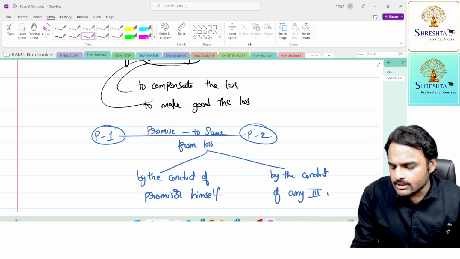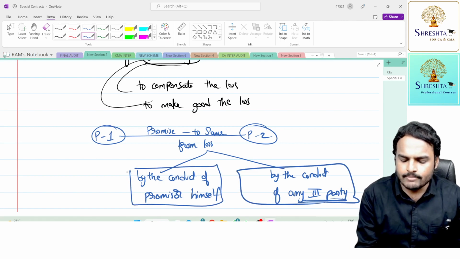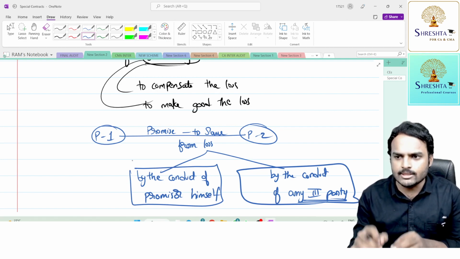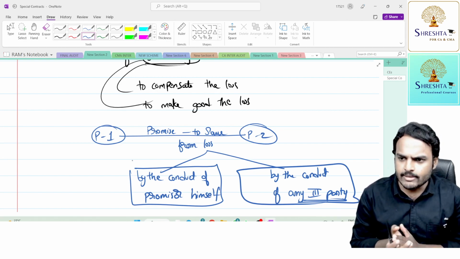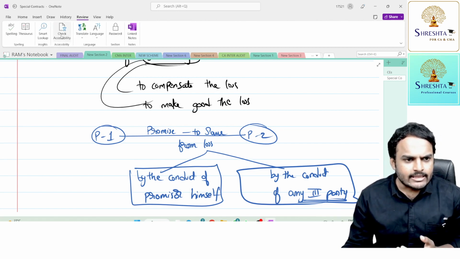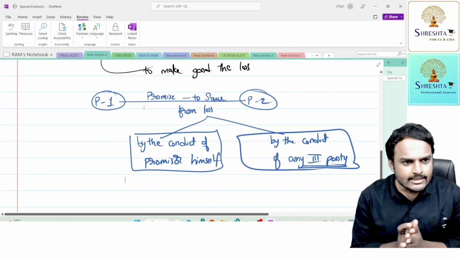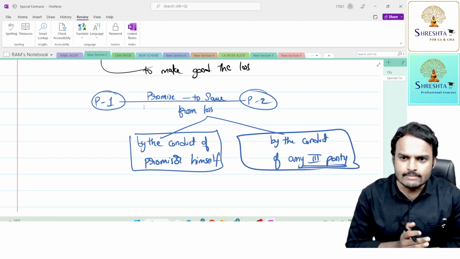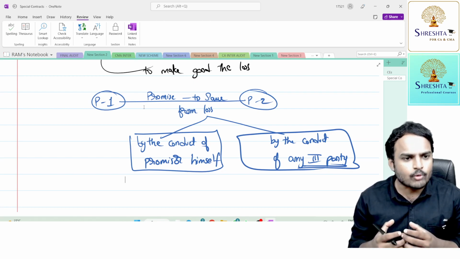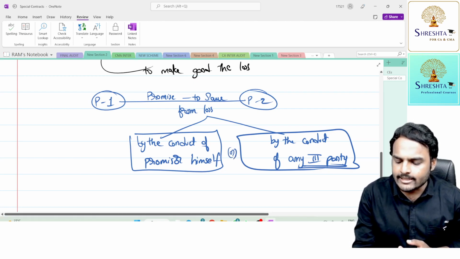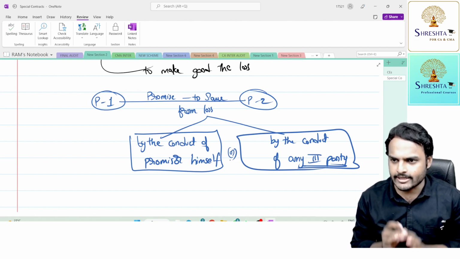Third party here simply means a stranger, because P1 and P2 are parties to the contract. Any person other than P1 and P2 is a stranger to the contract. Are you getting my point? So let me quickly repeat the definition: indemnity is a contract by which one party promises to save the other from loss caused by the conduct of the promisor himself or caused by the conduct of any third party. This is nothing but an indemnity contract.